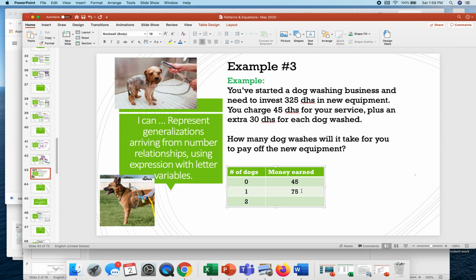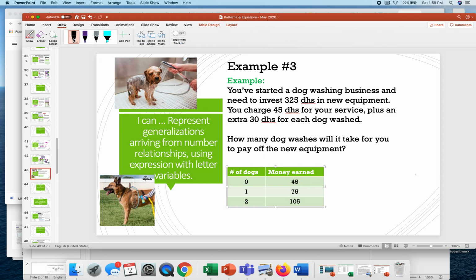Well, 75, and then we're going to earn another 30 dirhams, which is going to be 75 plus 30 is 105 dirhams. Okay, so now I'm going to figure out what should be up here in my pattern rule. Now, in this case, my mind was kind of already thinking what's up here. I know my constant, the thing that's staying the same every time, is 45 dirhams.